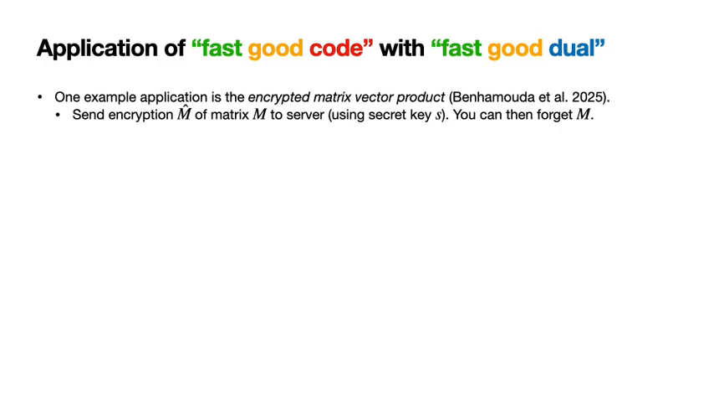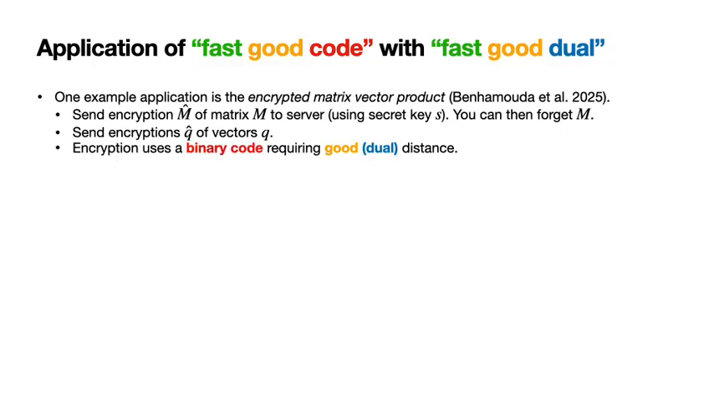The way the authors propose we can solve this problem is as follows. You take your matrix and encrypt it with some secret key S. You can then forget the original matrix. You send the encryption to the server. Subsequently, all the vectors which you would like to compute the matrix vector product of, you encrypt also, and you send the encryptions to the server.